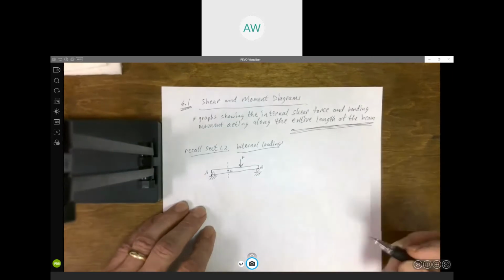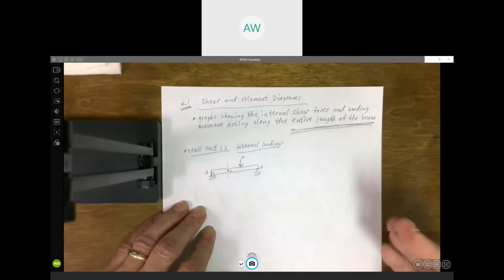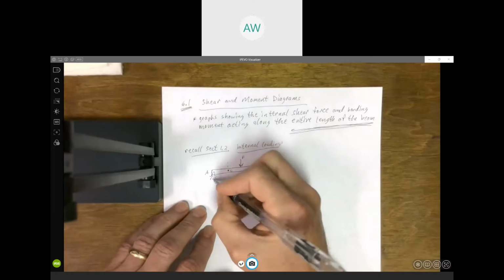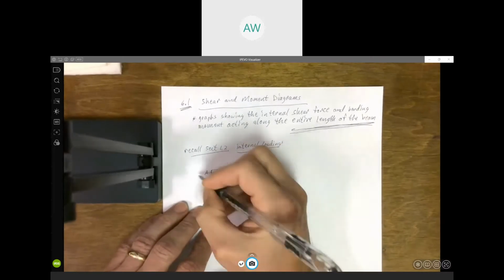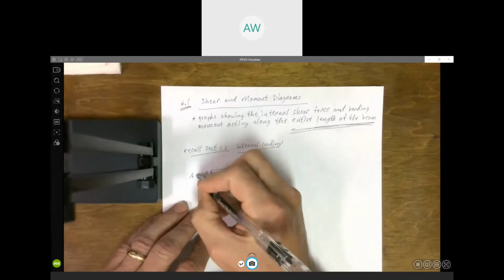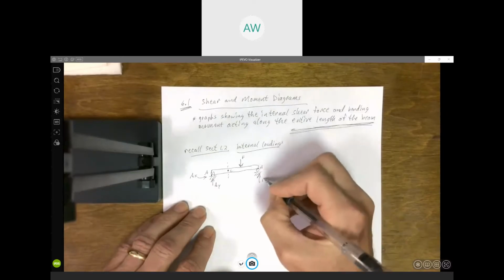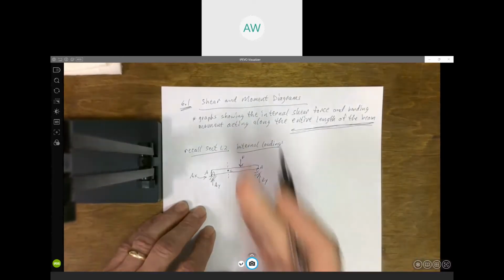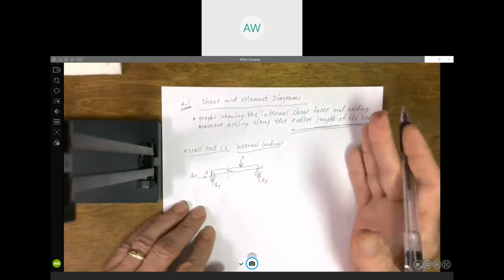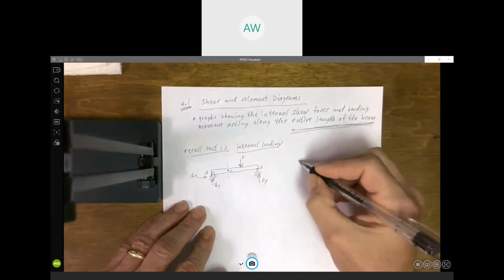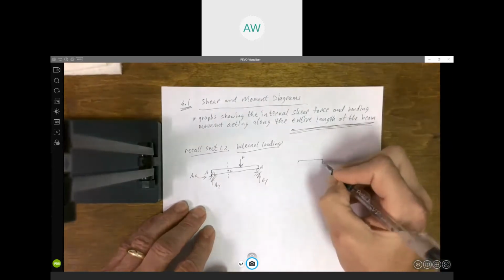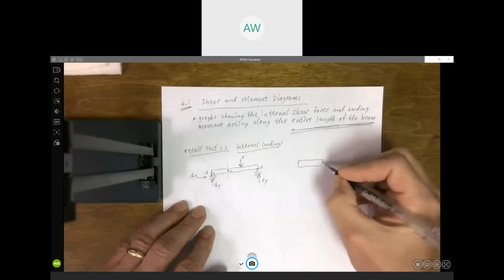And what we did was we used the method of sections and cut it. Right? So at this pin support, you'd have support reactions, over here at this roller. But we cut it, and we either looked at the left side or the right side. So just for illustration here, let's say we look at the left side.